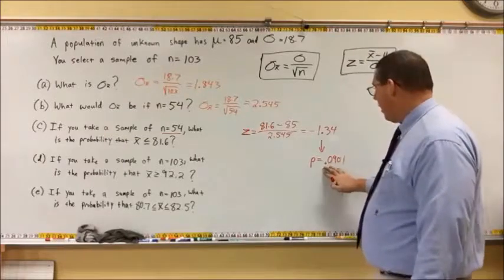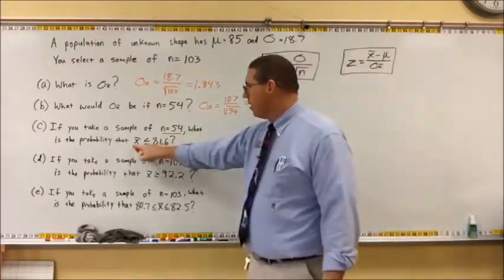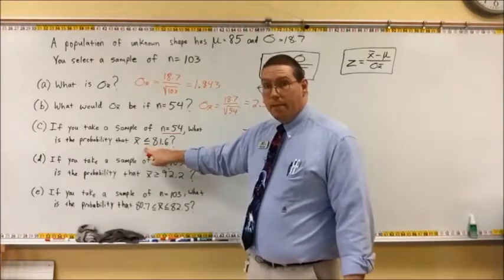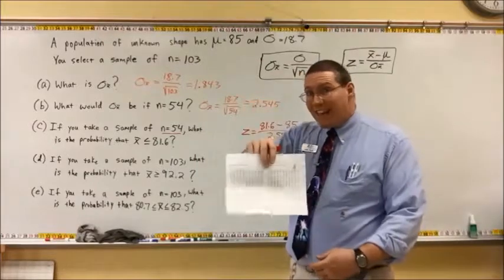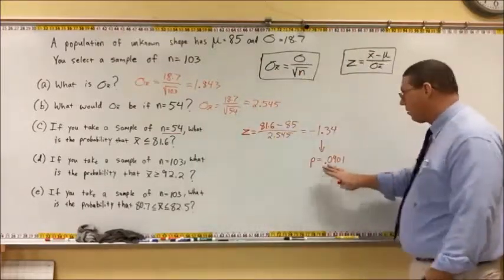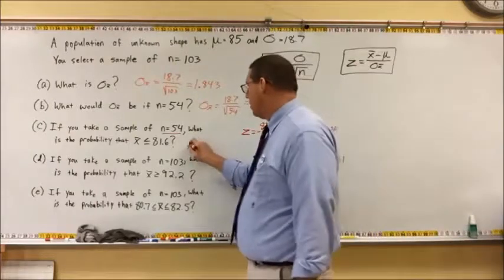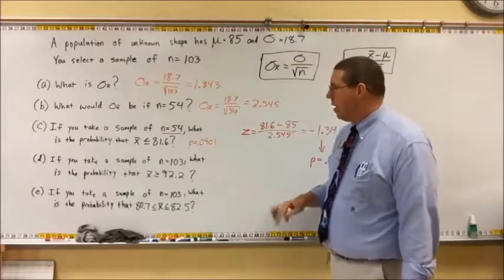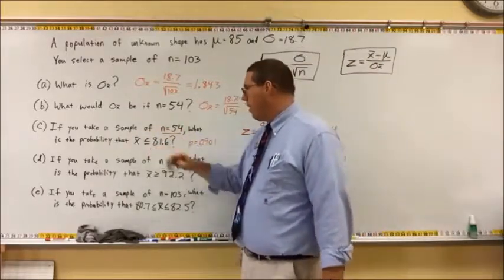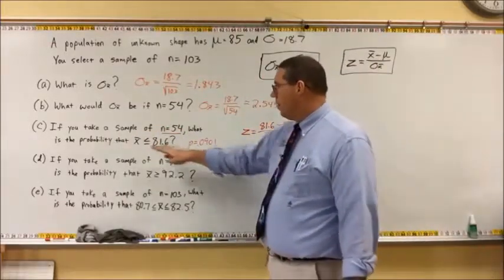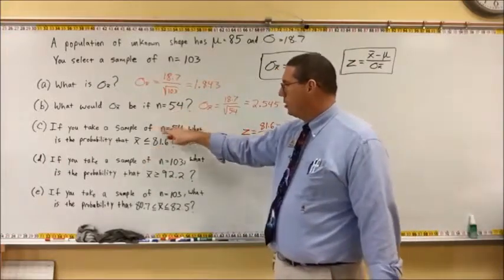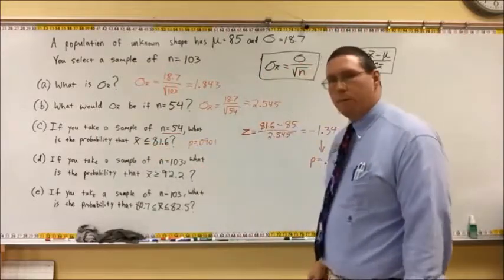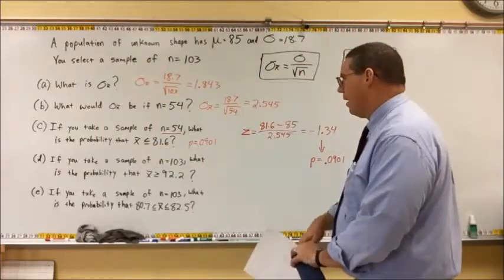0.0901. And this question is asking, what is the probability that the sample mean will be less than 81.6? That means, and all the probabilities in here are less than probabilities, so this is our answer. So the probability is p equals 0.0901. It's about a 9% chance, a 9% probability, that when you take this sample of 54 people, your mean will be less than 81.6. Okay? All right, now let's try part D.